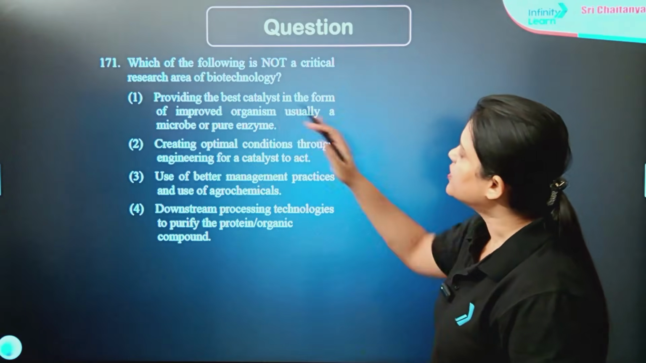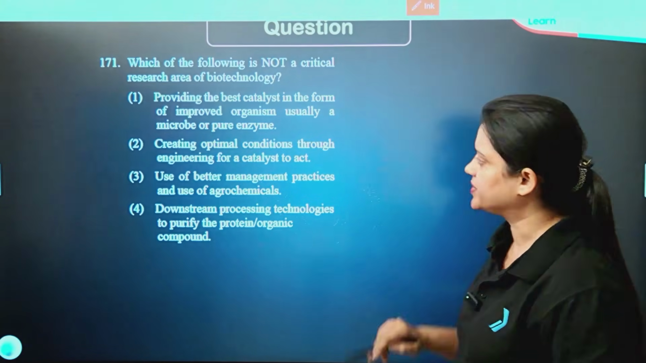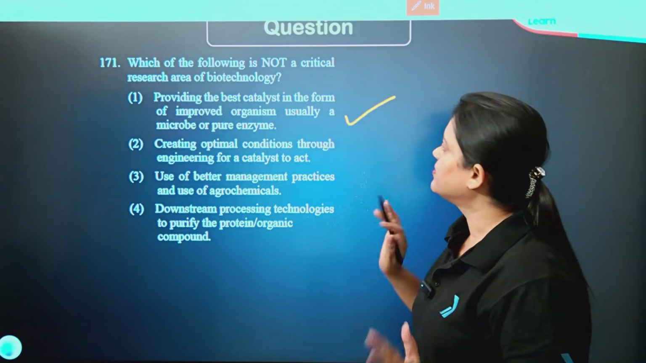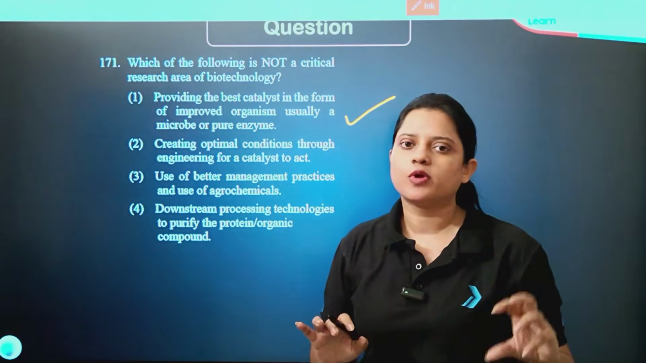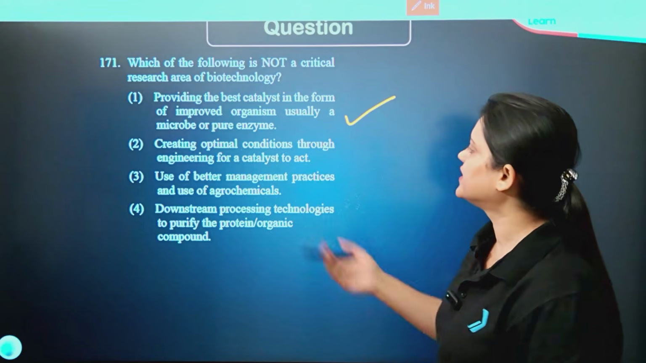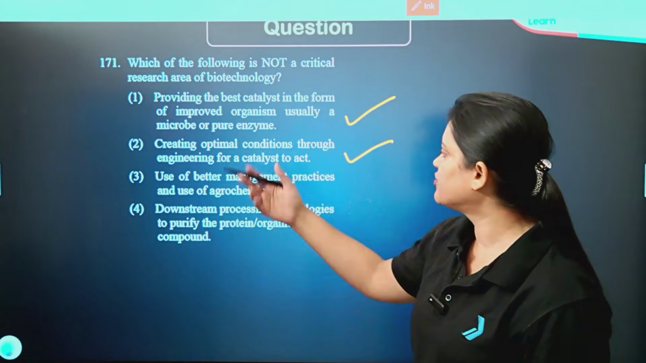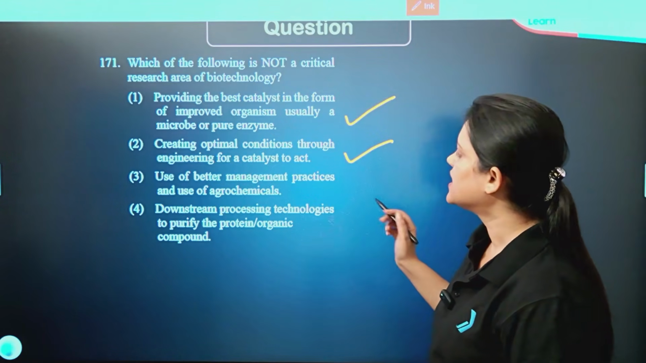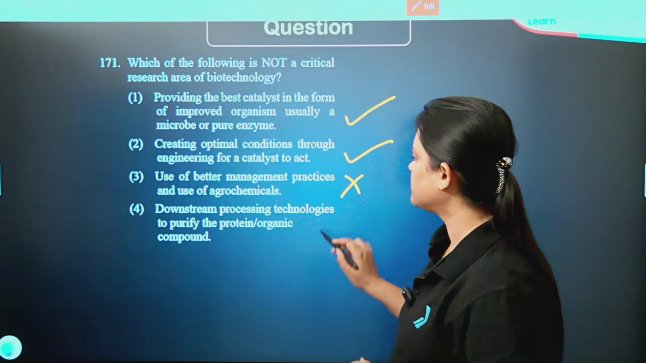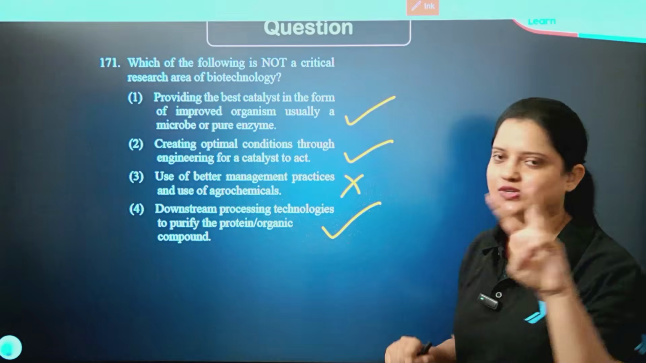Next. Which of the following is not a critical research area of biotechnology? Providing the best catalyst in the form of improved organisms, usually a microbe or pure enzyme. This is creating optimum condition through engineering for a catalyst to act. That is also true. Use of better management practices and use of agrochemicals. No, not at all. This was not. And downstream processing, definitely. Right. So here the answer will be 3.